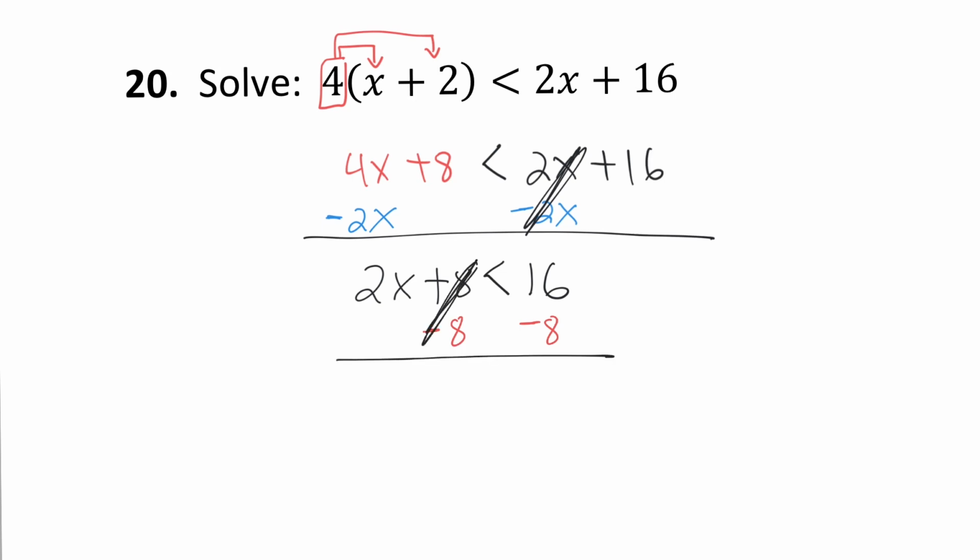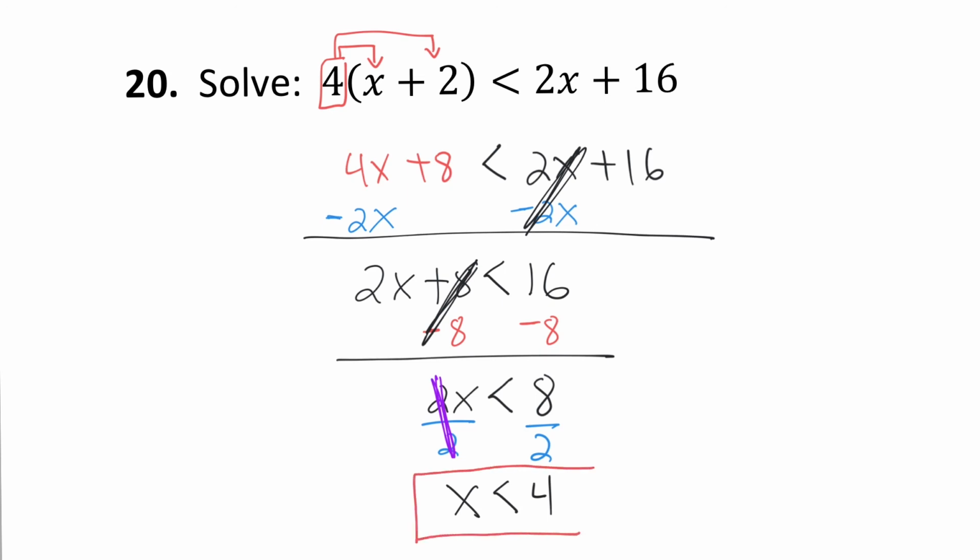So this cancels. 2x, bring down the inequality, and 16 minus 8 is positive 8. Then you guys are going to divide by 2, both sides. So this turns into 1. So x is less than 4. And notice, I didn't change the inequality because I didn't divide it by a negative. So you stay with the same inequality. That's why you guys have to be careful. If you guys divide by a negative, you need to change the inequality.